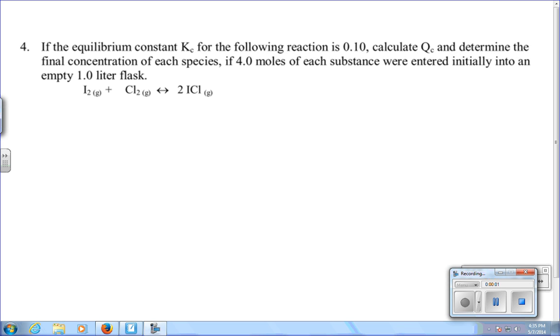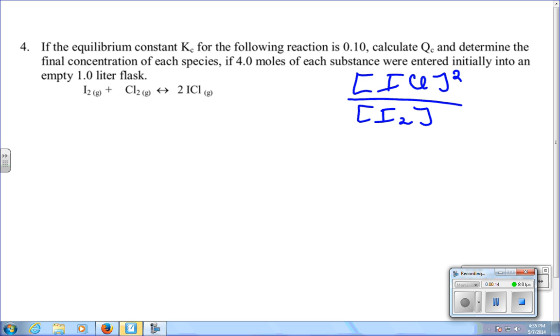In working through this problem, the first thing I'm going to do is write the equilibrium expression. The reason why ICl is squared is because of the coefficient 2 that's in front of ICl in the problem. And we always write the products on top, so the forward reaction over the reverse reaction.